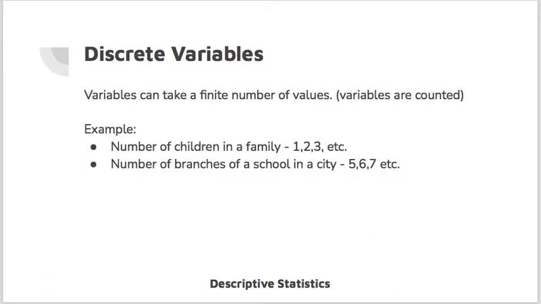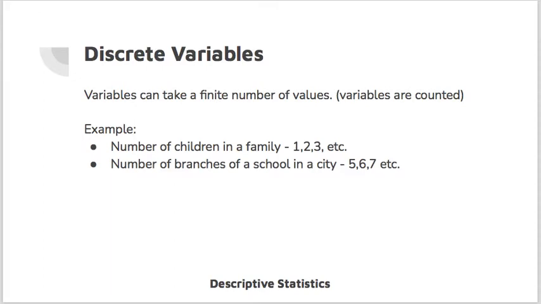For example, variables that are counted: the number of children in a family, like 1, 2, 3, etc. The number of branches of a school in a city, the number of vehicles that one person can own, 1, 2, 3, etc.